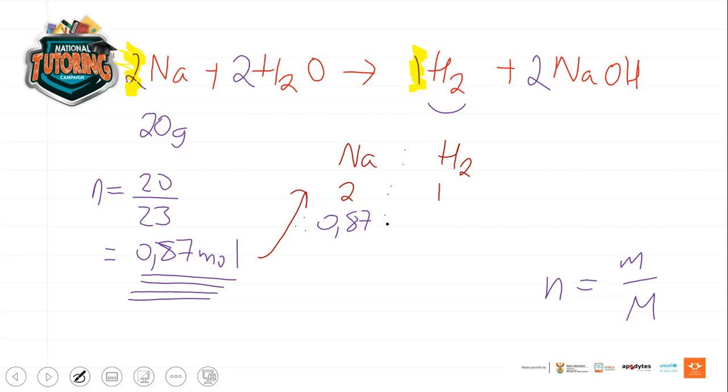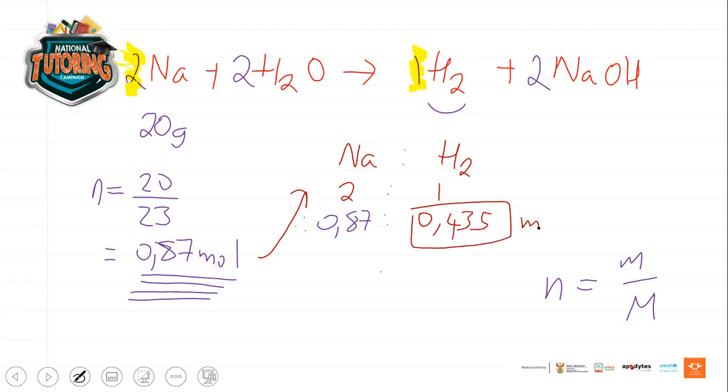Okay, so if I have 2 to 1, and if I had 4 here, then it would be 2 there. Just showing you using simple numbers, because sometimes decimals can confuse people. So I'm going to say 0.87 divided by 2, and I'm going to get 0.435. So I had to work out this number of moles.